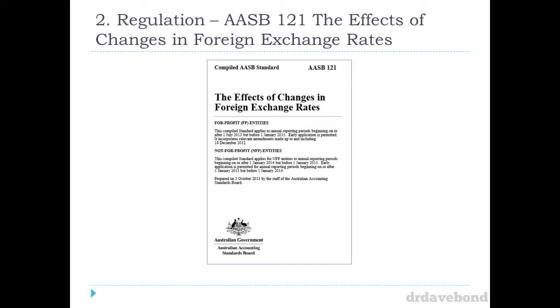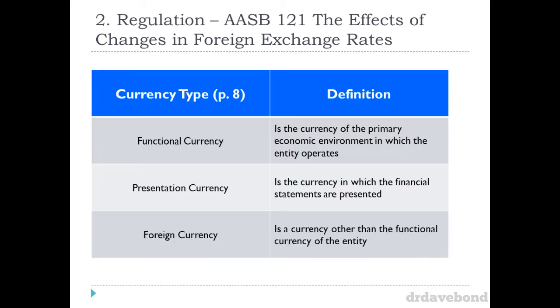So AASB 121, the effects of changes in foreign exchange rates. There are three types of currencies that we've got to deal with, and we're not talking about yen or pounds or dollars or anything. Definitions of types of currencies. So the first is the functional currency. And the functional currency is the currency of the primary economic environment in which the entity operates.